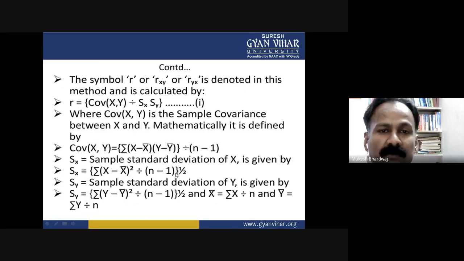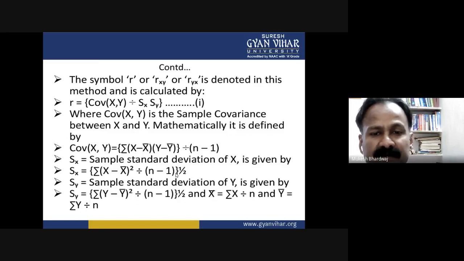The symbol r, or rxy or ryx, is used, and it is calculated by r equals covariance of x, y divided by Sx Sy. First, the covariance is the sample covariance between x and y. Mathematically, it is defined as covariance equals summation of (x minus x bar) multiplied by (y minus y bar), divided by n minus 1.